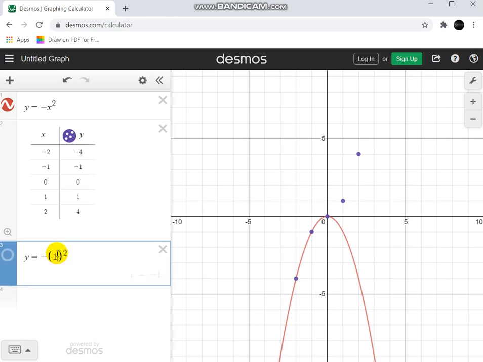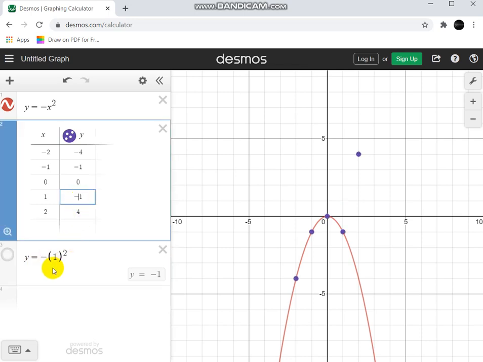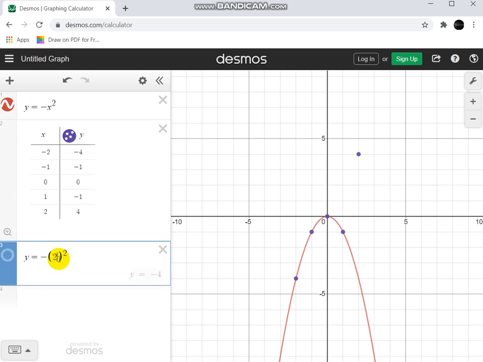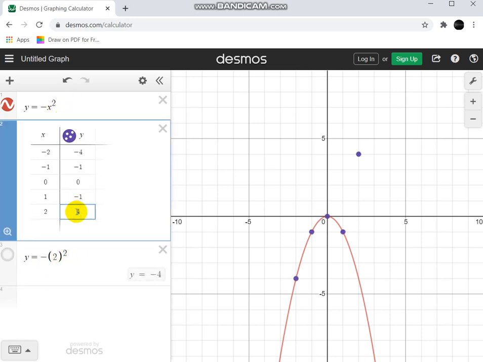If I put 1 squared, 1 times 1 is 1, and then we have a negative in front, so it's going to be negative. And if I plug in 2, 2 times 2 is 4, and then a negative comes after. That shows why the parabola opens downward instead. By putting a negative sign in front, it's just flipping the parabola over the x-axis.